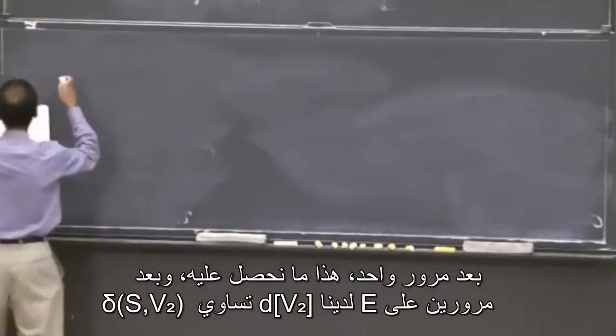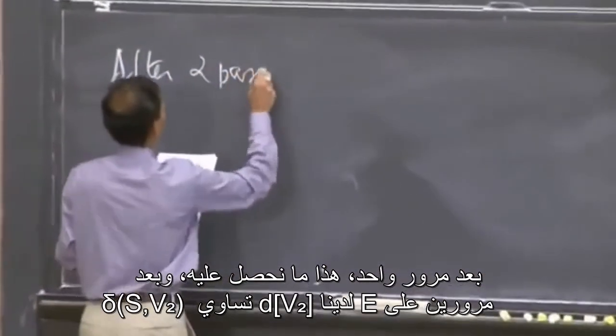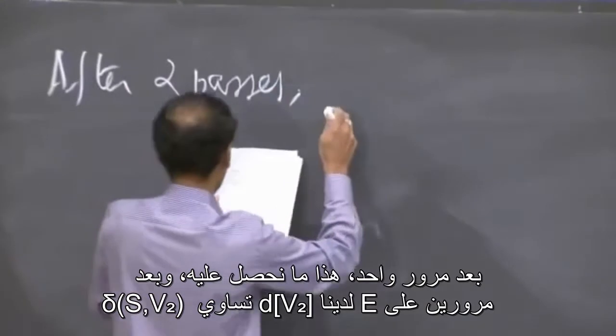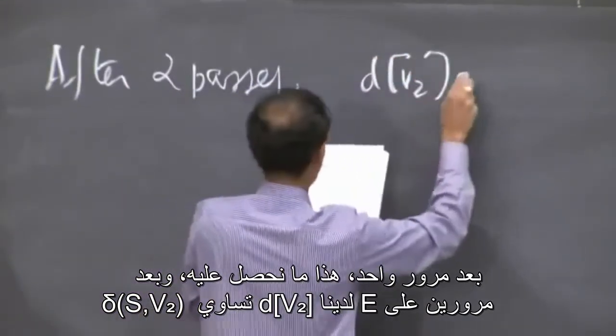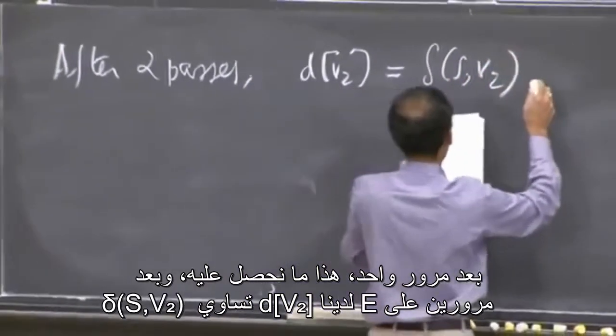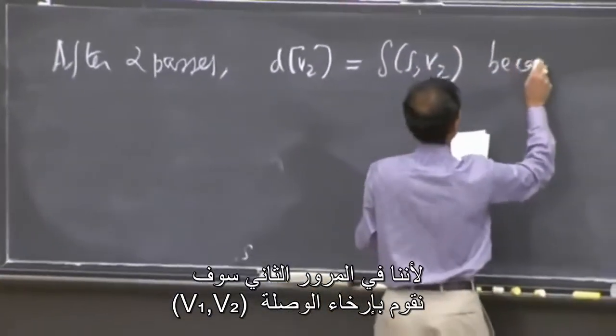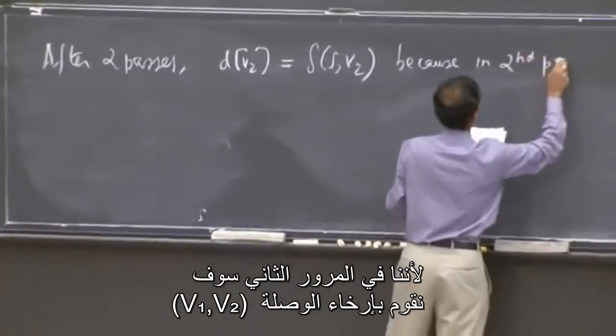After one pass, that's what you get. After two passes through E, we have dV2 equals delta SV2, because in the second pass, we're going to relax edge V1, V2.